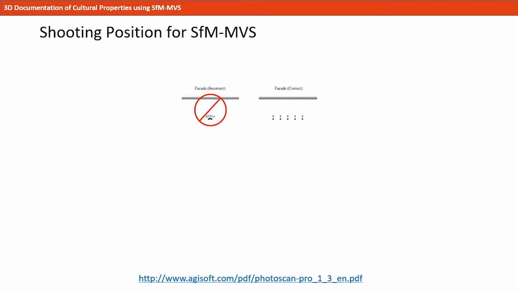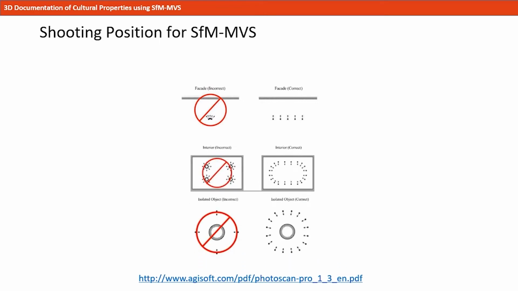Let's talk about the shooting position for SfM-MVS. If the subject is flat, like the figure, don't shoot from one position, but shift the position while fixing the distance from the artifact and shoot several photographs. If shooting a rectangular space, like the figure in the middle, shoot 360-degree photographs. For artifacts like the bottom figure, also shoot from all angles. For all photography methods, a more detailed 3D image can be created by overlapping the images by 40 to 60%.